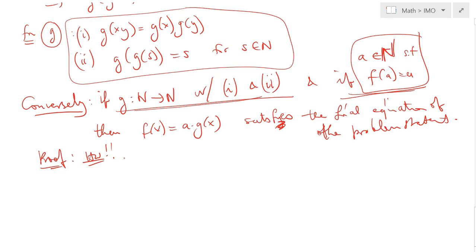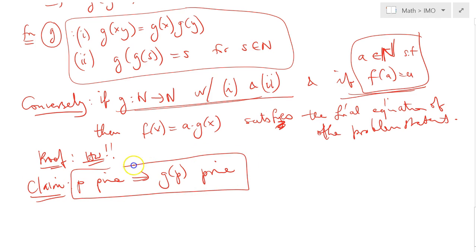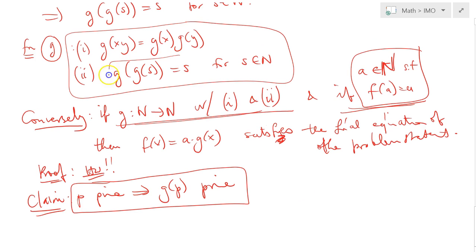But then we still need to show that for every prime p, g of p is also a prime. This is our claim, and it turns out to be the critical claim to solving the problem. So I claim that if p is a prime, then g of p has to be a prime as well. First of all, the second condition immediately implies that g is a one-to-one onto function. It's a bijection, and as a result, g of p is not equal to g of 1, which is simply equal to 1. So g of p is definitely not equal to 1.